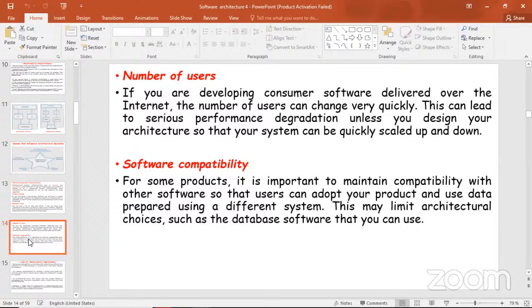Then the number of users. When you are developing a consumer software delivered over the internet, the number of users can change very quickly, right? This can lead to serious performance degradation unless you design your architecture so that your system can be quickly scaled up or scaled down.